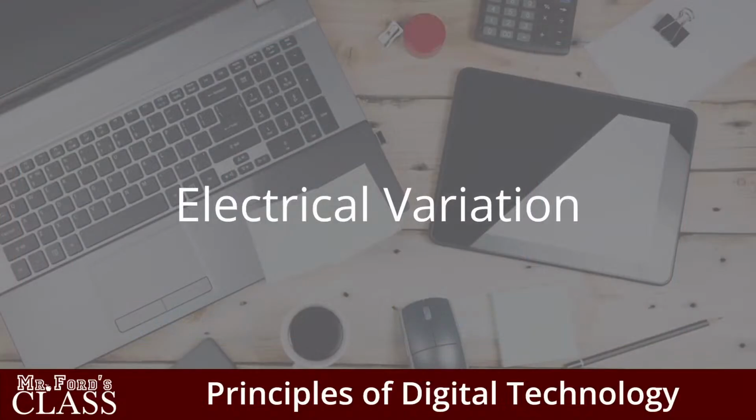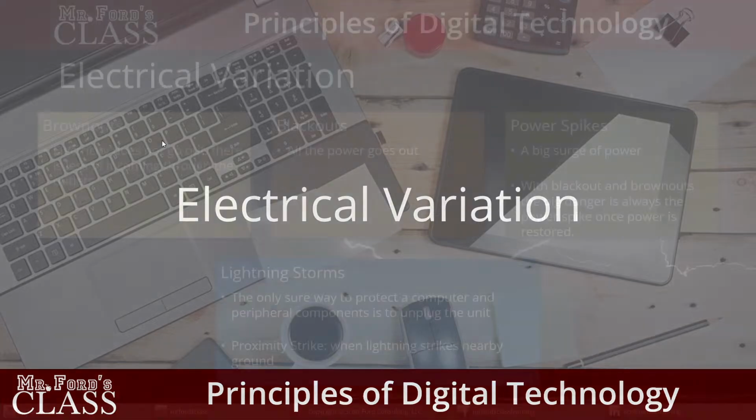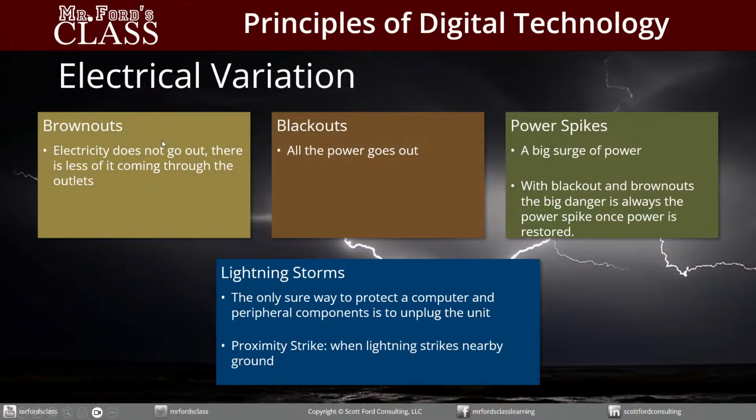All right, let's take a look at electrical variation. I think this is our last part, and then we're going to cut the live stream off. So I think electrical variation is our last portion. So electrical variation is any kind of differences in electricity.